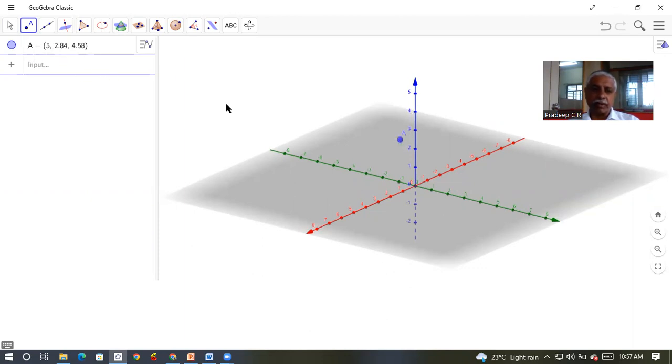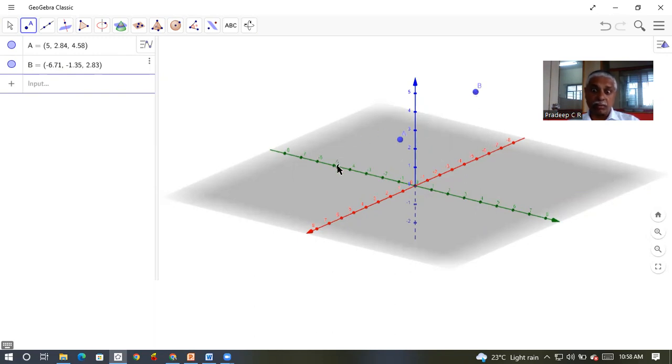Similarly, I want to pick up one more point. So let us pick it up somewhere else, and I will move it somewhere here. Okay, so this is point B, whose coordinates you can see here, -6.71. That means on the x-axis, I go -6.71 somewhere here. And then on y, I go -1.35. That means somewhere like this. And then on z, I go to 0.83. So I end up here.